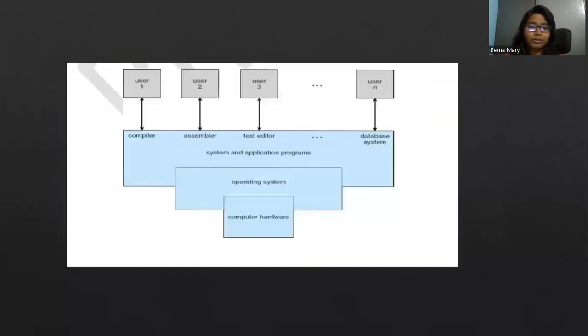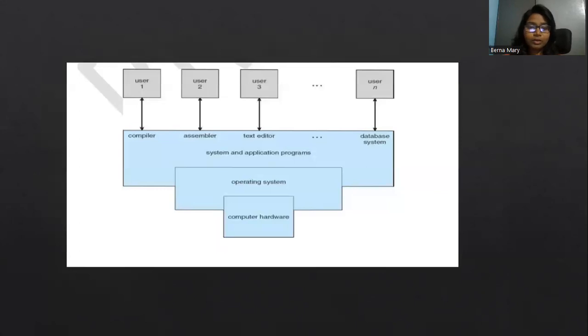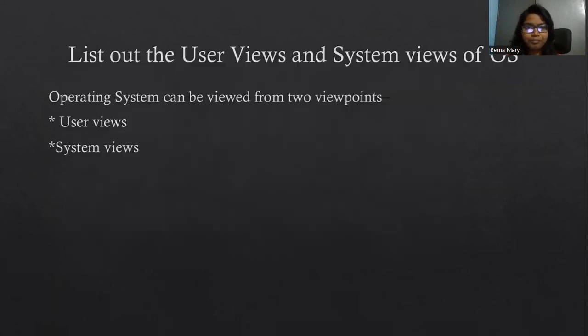Here is a small picture which can explain this in detail. The computer hardware is connected to the operating system, and the operating system is connected to the system and application programs. In application programs, there are lots of applications like compiler, assembler, text editor, and database system, which are connected to end users. Like user 1 is connected to compiler, user 2 is connected to assembler, and user 3 is connected to text editor, and so on.